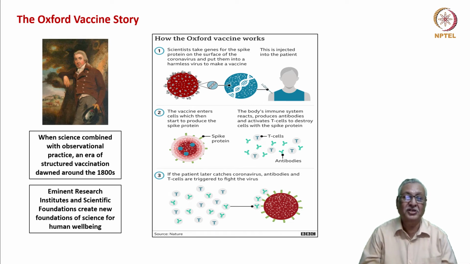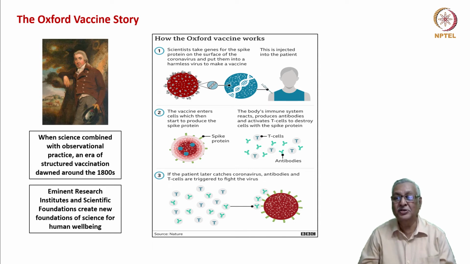The vaccine enters the cells, which then start producing the spike protein. The body's immune system immediately reacts, produces antibodies, and activates T cells or the memory cells to destroy cells with the spike protein. If the patient later catches coronavirus, antibodies and T cells are triggered to fight the virus. So the antibody immunity rises, the body's capability to create more antibodies and fight the virus becomes very strong, which is why fully vaccinated people have had mild breakthrough infections and not full-blown coronavirus infections.